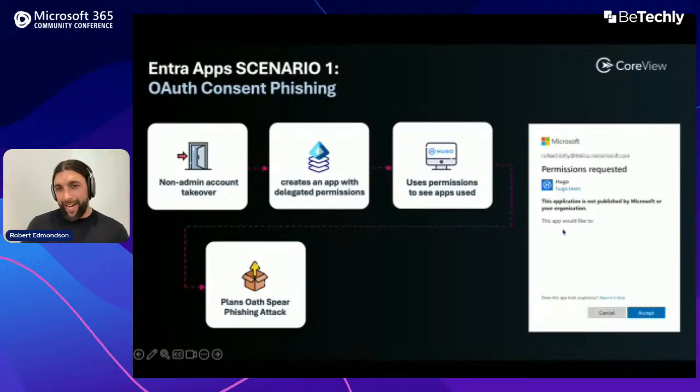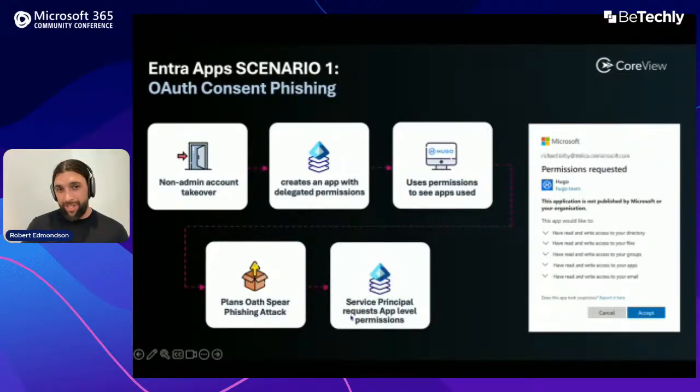The thing is, I've given it all of these extra permissions. So the service principal associated with the app now comes with powerful admin permissions to read, write directory, read, write files, read, write groups, read, write apps, read, write emails. And now if you click accept, you have given me admin permission inside of your tenant. Now, in terms of the anatomy of a Microsoft 365 tenant attack, I've just taken you from entry all the way to total control.